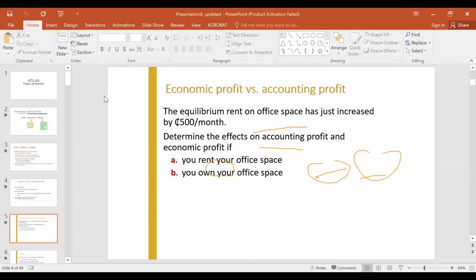All right, let's keep going. Hopefully we are making progress. Okay, let's take this example, which is supposed to clarify the difference between economic profit and accounting profit.